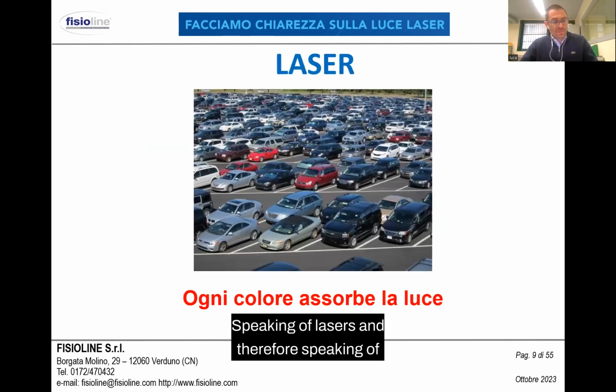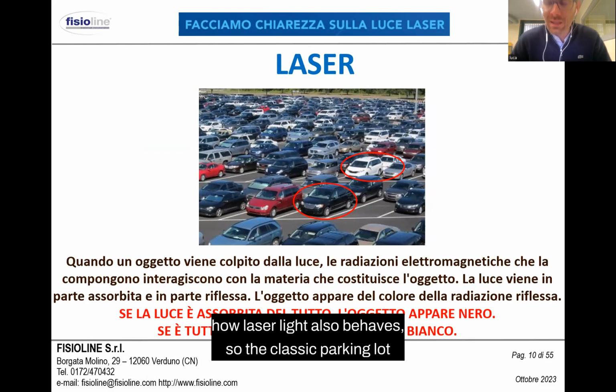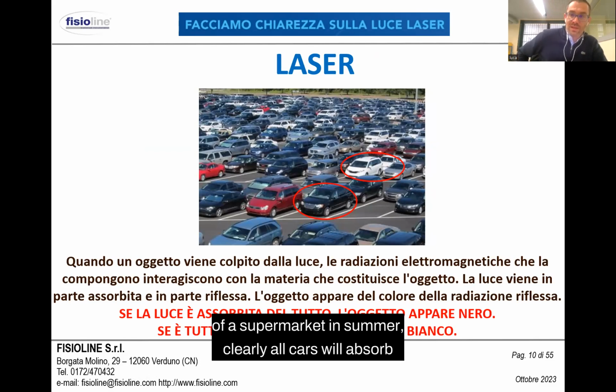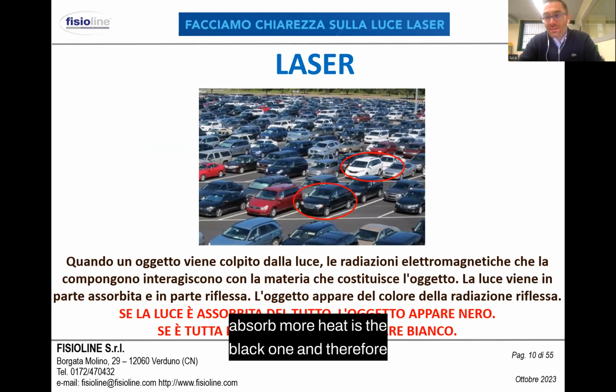Speaking of lasers, and therefore speaking of light, we can say that each color absorbs light. So we can give a very trivial example to understand how laser light also behaves. The classic parking lot of a supermarket in summer: clearly all cars will absorb the heat of the sun and light. The one that will certainly absorb more heat is the black one.